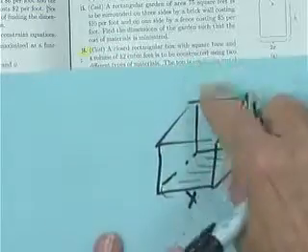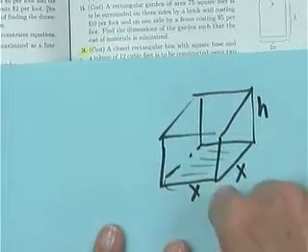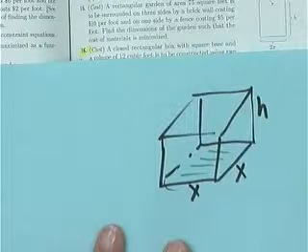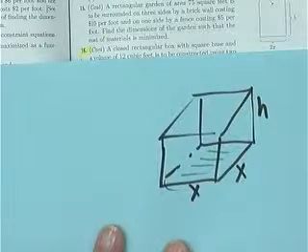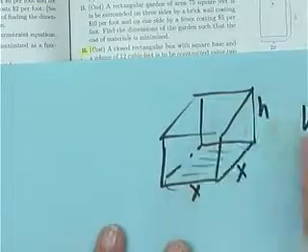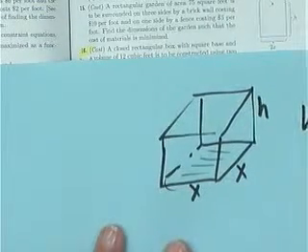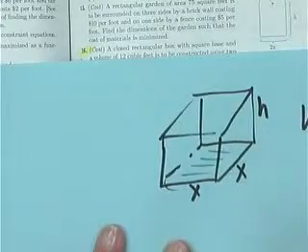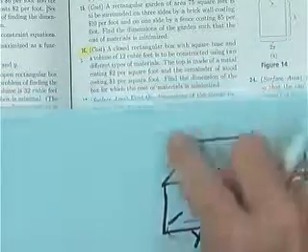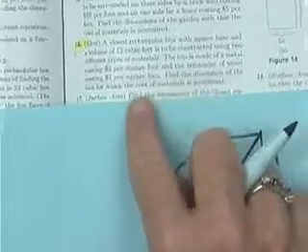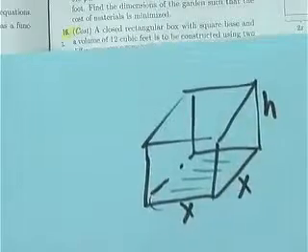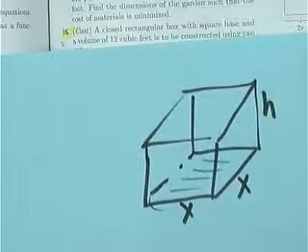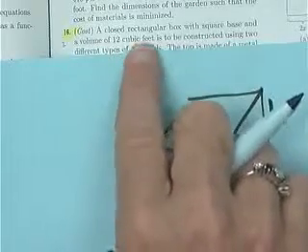This particular problem is a closed rectangular box, so it has a bottom and a top. But if it says open, then you would just be worried about a bottom and no top. Everybody good on that? So if you were doing the volume of this box, it would be X squared H, correct? Area of the bottom times the height. And in this particular problem, you were minimizing the cost of materials, so you know you're going to use the surface area to minimize. It told you what the volume was, 12.